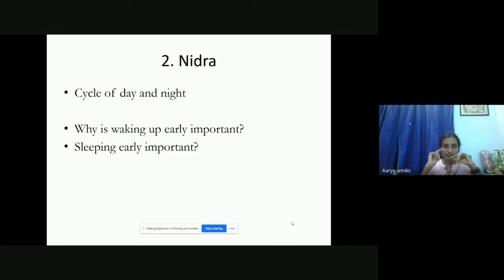Next is the context of Nidra. That's the cycle of day and night, because Nidra is related to the cycle. These questions are most often asked by the new generation. Why is waking up so early important? Why can't I wake up late? Why is sleeping early important? What does this notion of living in tune with nature mean? Does it have any significance, especially with respect to Trigunas?